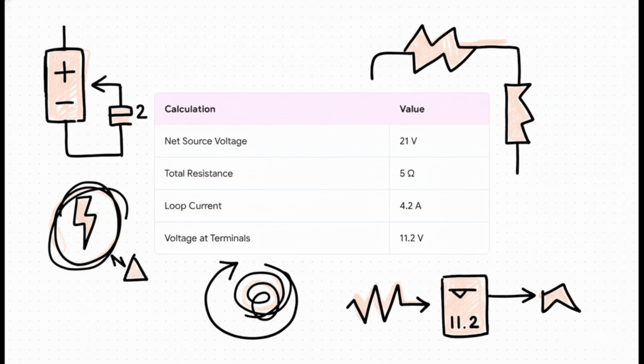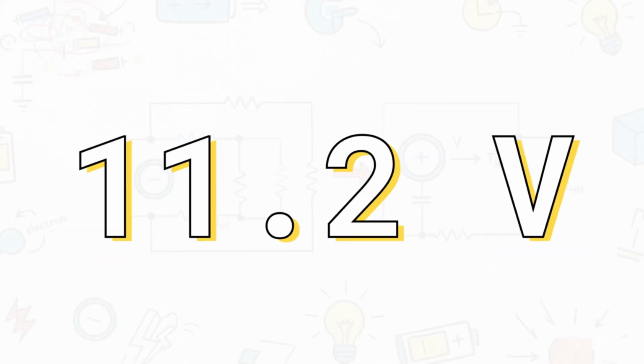4.2 amps. Now, to find the voltage at our terminals, we can start at the 28-volt source and subtract the voltage drop across the 4-ohm resistor. So, 28 volts minus 4.2 amps times 4 ohms gives us our VTH of 11.2 volts. And there it is, 11.2 volts, that's our VTH. The first half of the puzzle is solved. Now we just need to find the resistance.